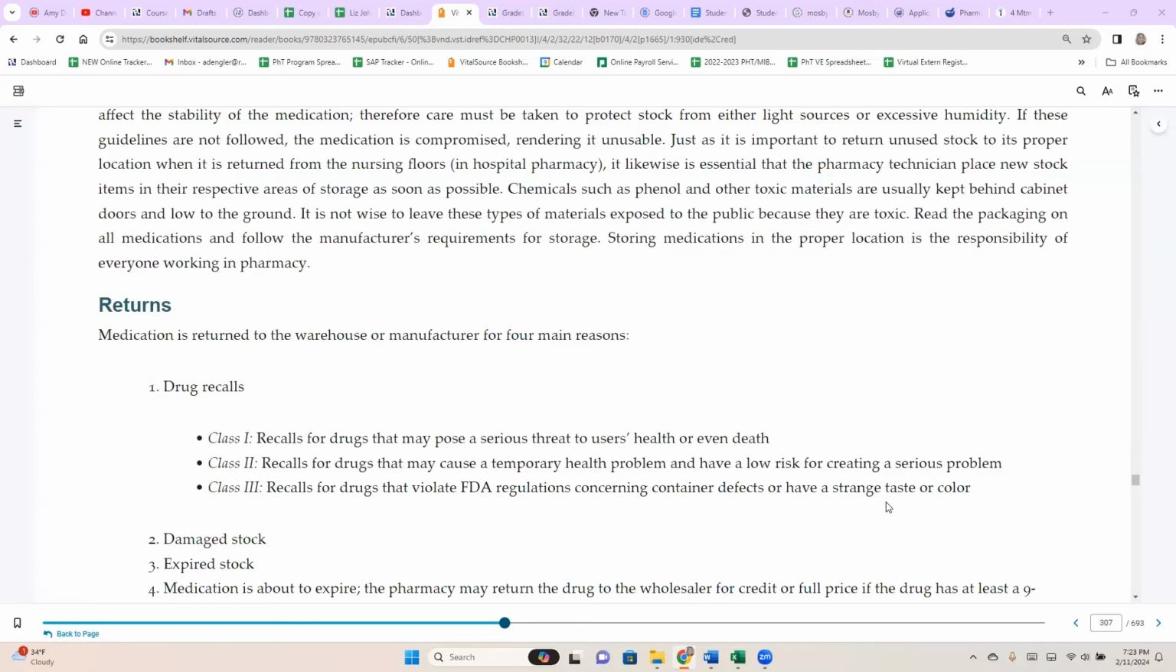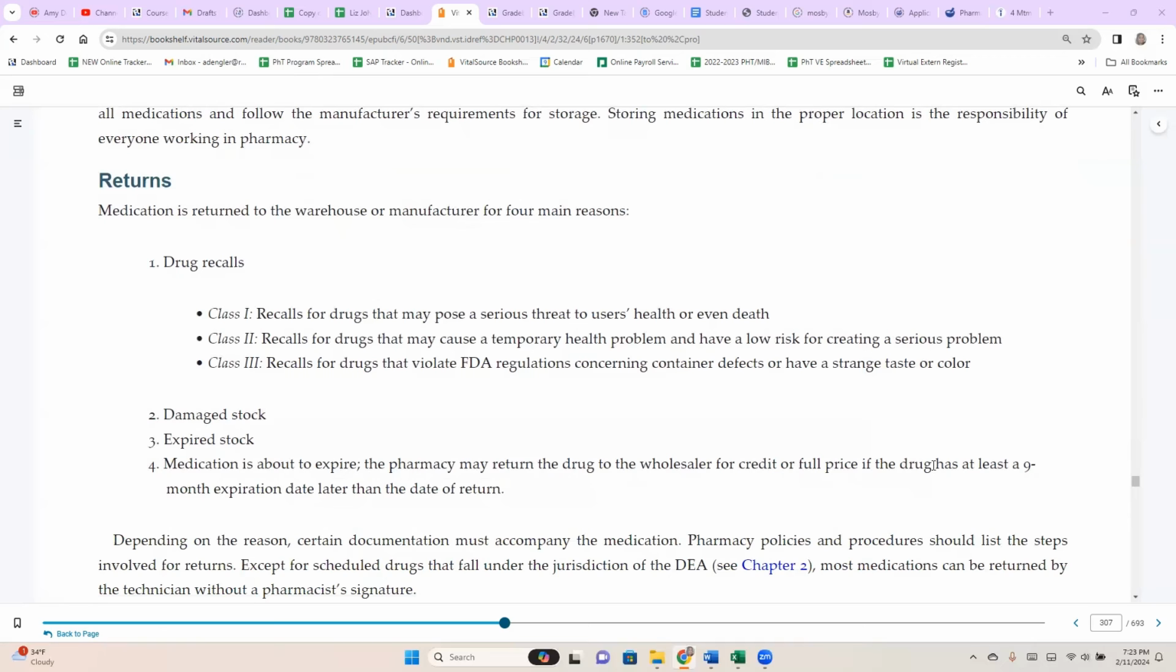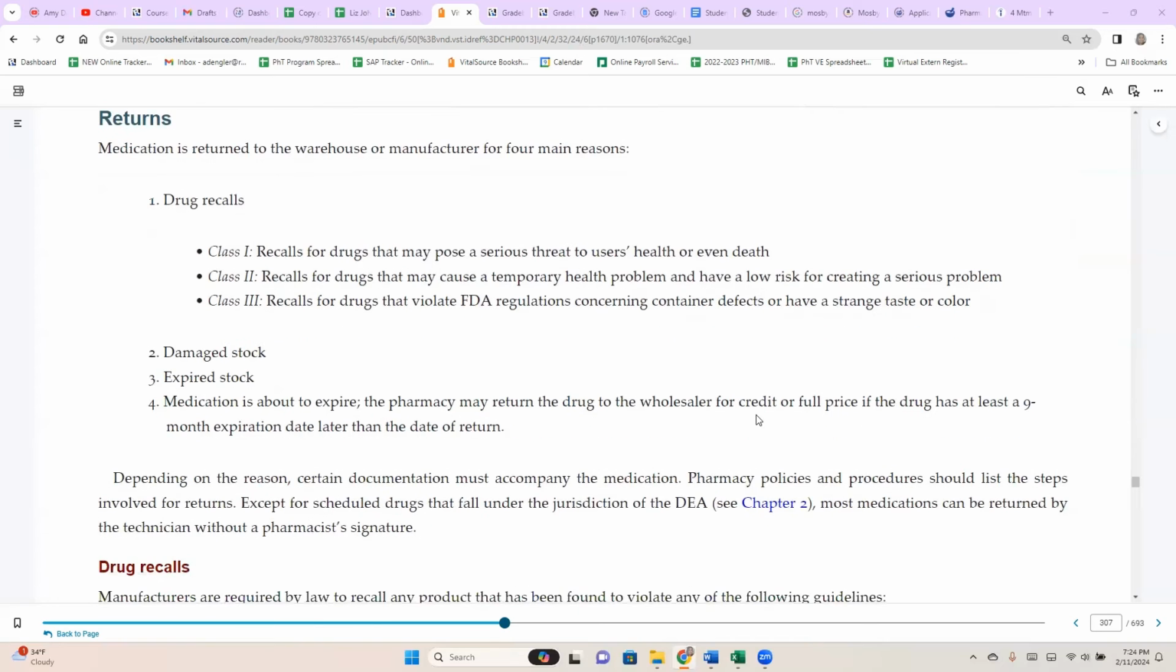Medication is returned to the warehouse or manufacturer for four main reasons: drug recalls, damaged stock, expired stock, and the medication is about to expire. For drug recalls, there are three different classes. Class one is for drugs that may pose a serious threat to users, like death. Class two is recalls for drugs that may cause a temporary health problem. And class three are recalls for drugs that violate the regulations concerning container defects or have a strange taste or color.